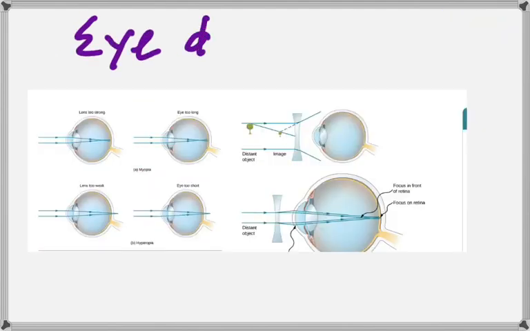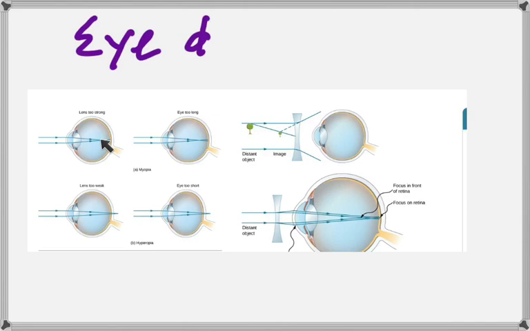And then, eye defects. So what defect do you see? I'm sure it's somewhere. What defect do you see here? It says the lens is too strong. See, if the lens is too strong, and it's a convex lens, isn't it? The eye lens is basically a convex lens. So if the eye lens is too strong, wouldn't it converge before the retina?